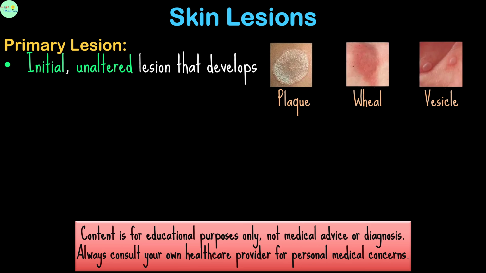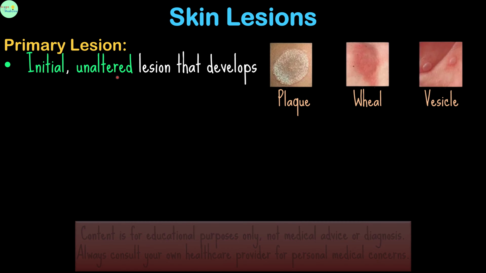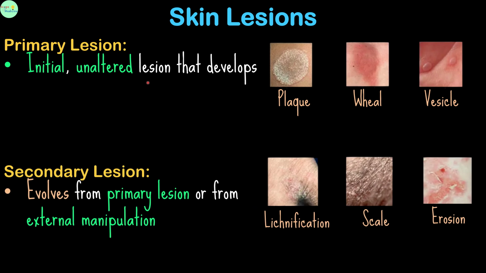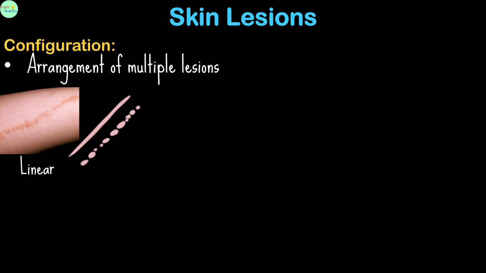Skin lesions are classified as primary, meaning the initial, unaltered lesion that first develops, or secondary, which are lesions that evolve from primary lesions or are caused by external manipulation such as scratching or infection. Before identifying the specific lesion type, two fundamental descriptive categories must be noted.